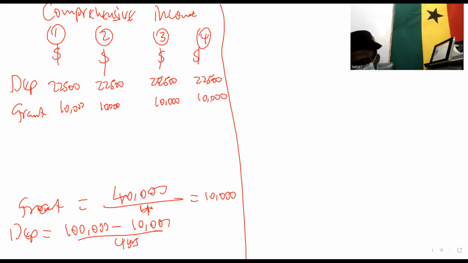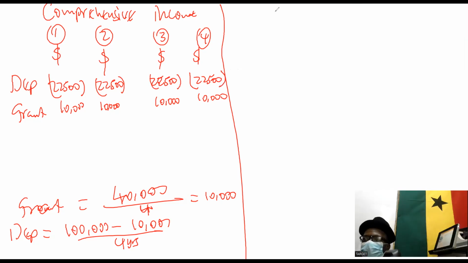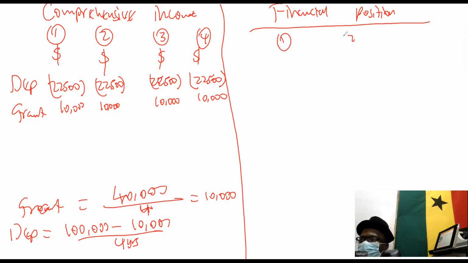Now I want to subtract one. Which one should I subtract? Oh, depreciation is an expense. So let me subtract depreciation. Good. Now let's go to the financial position, aka balance sheet. Year 1, year 2, year 3, year 4.